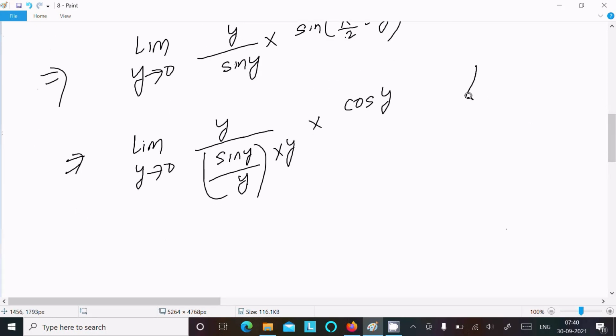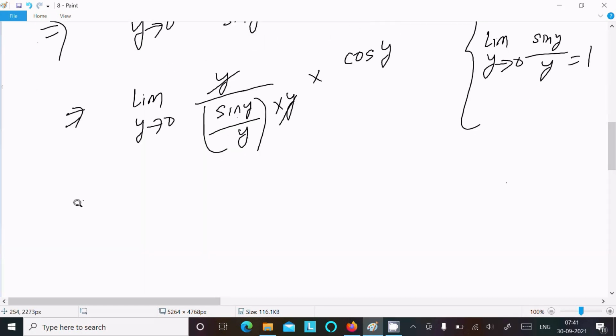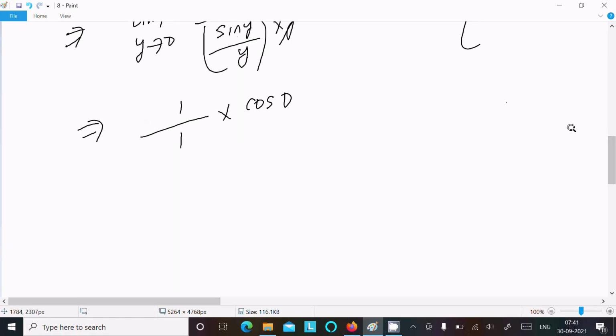After that we know that the limit y tends to 0 of sin y divided by y is equal to 1, and this y cancels. So this returns 1. After that, here cos y, and y tends to 0, so cos 0, and we know the value of cos 0 is 1. So 1 into 1 is equal to 1. So 1 is our final answer.